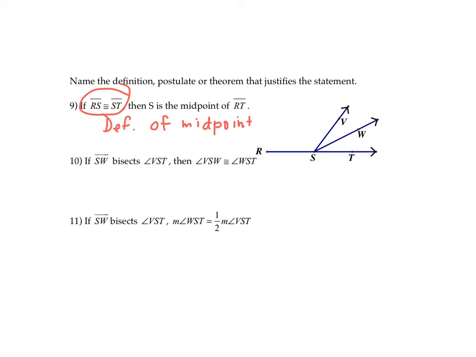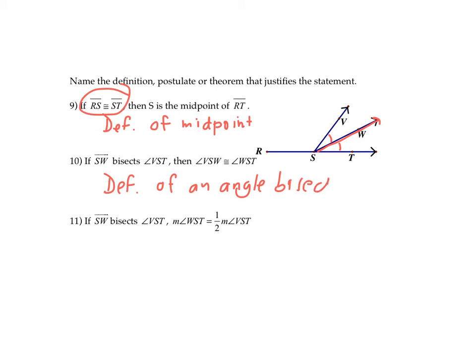All right, number 10, we have information that says if ray SW bisects angle VST, then angle VSW is congruent to angle WST. And again, that's the definition of something, the definition of an angle bisector.